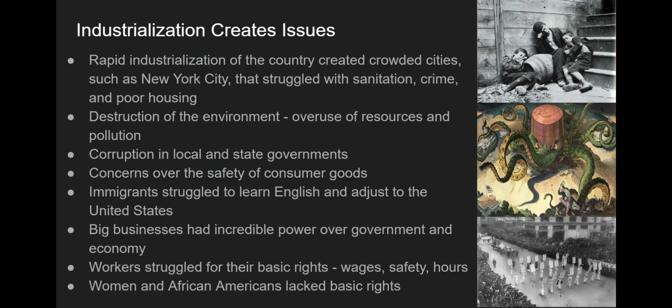Big businesses that have grown incredibly large have an incredible power over the government and economy, and people start to criticize that power and want to regulate them. Workers, meanwhile, as we looked at last unit, are struggling really to have basic rights to wages, their own safety, a limit on their hours. So that movement really continues at this time and starts to gain some success finally. And then women and African Americans lacked basic rights.